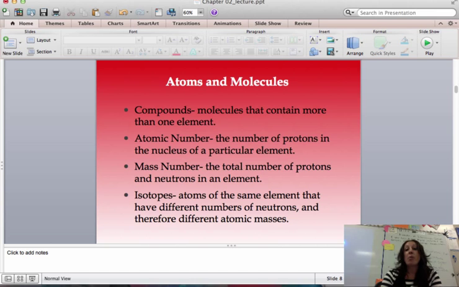Remember, compounds are molecules that contain one or more elements. An example is sodium chloride or even water, H2O. They don't really test you on the atomic number, but you should be familiar with especially carbon, oxygen, and nitrogen, the main players of the game in this class.